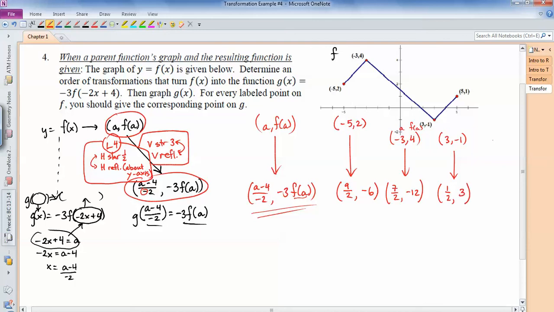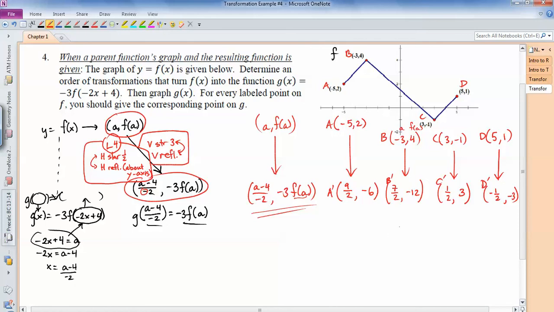Did I mess something up here? 3 minus 4 over negative 2, positive half, yeah. And then 5 comma 1 is going to turn into, let's see, negative 1 over 2. Yeah, negative a half. And then negative 3. So if I call these 4 points A, B, C, D, here's A, here's B, here's C, here's D. I'll call these points A prime, B prime, C prime, D prime.